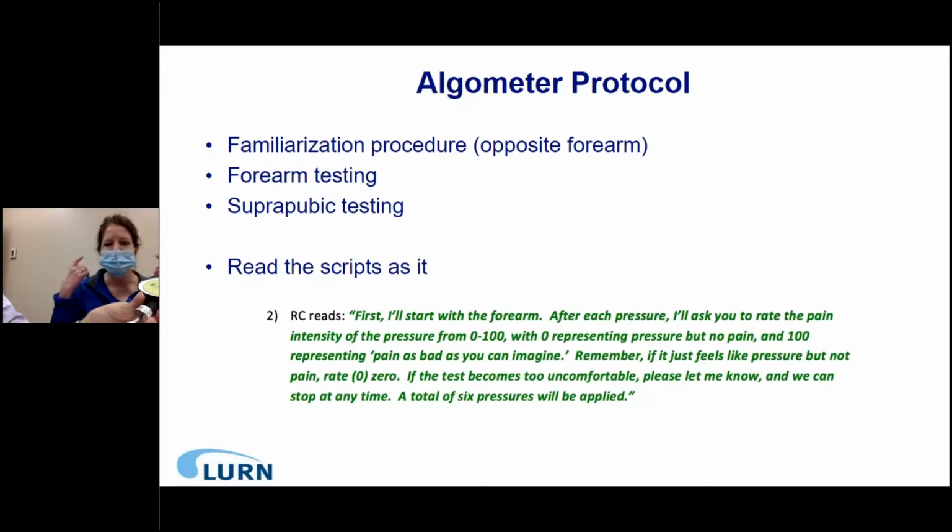And of course, you have the little metronome counting in your ear. So we were always told to press down about 5 seconds.